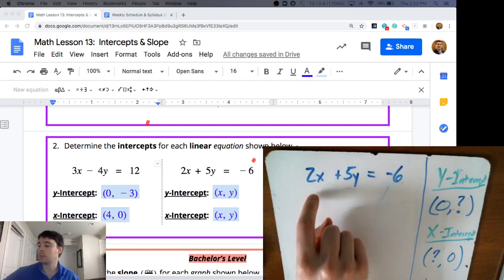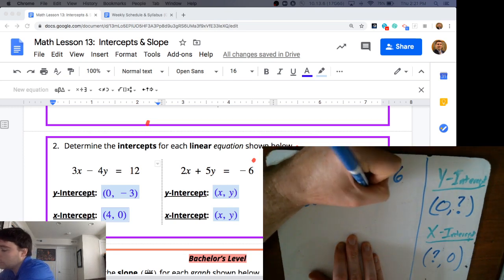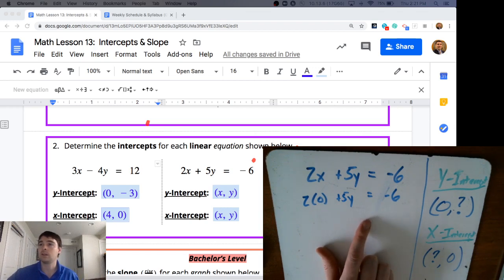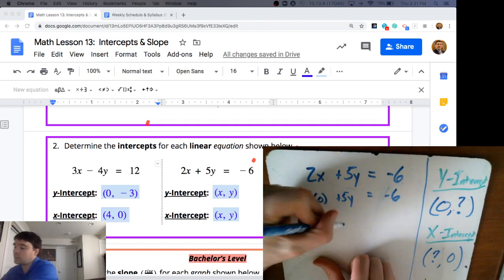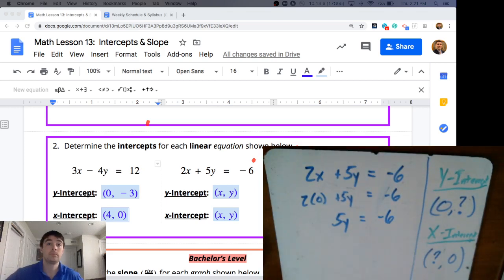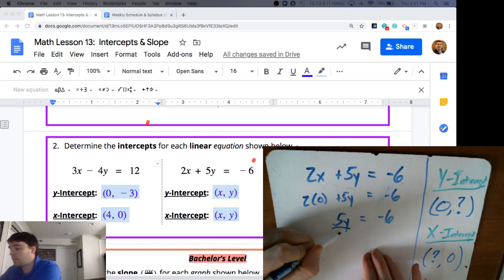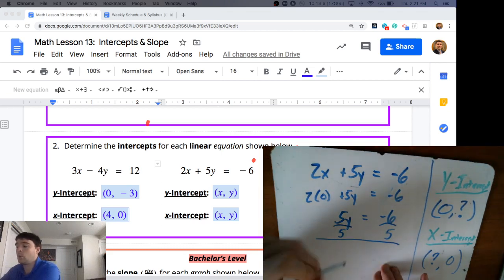First things first, I'm going to replace the x with 0. 2 times 0 plus 5y equals negative 6. And that's going to be helping me find my y-intercept here by replacing x with 0. Anything times 0 disappears, so this equation really just becomes 5y equals negative 6. And I would divide both sides of this equation by 5. That cancels out the multiplied by 5, the coefficient of y.